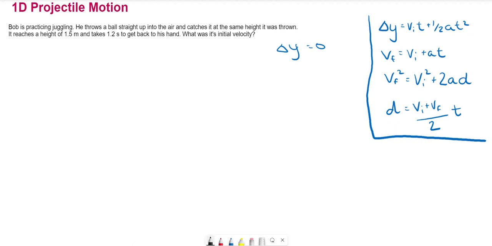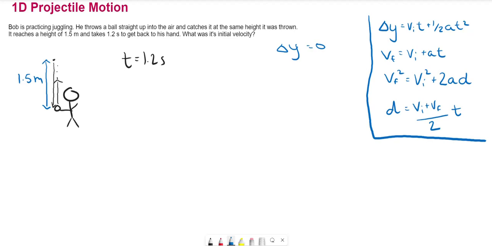So let's say that we have Bob here, and he's doing his juggling act. He throws this ball straight up into the air. It reaches a maximum height here, and then it falls straight back down. So we know that the total time it takes is 1.2 seconds. We also know that the height that it gets to, the maximum height it reaches, is 1.5 meters.